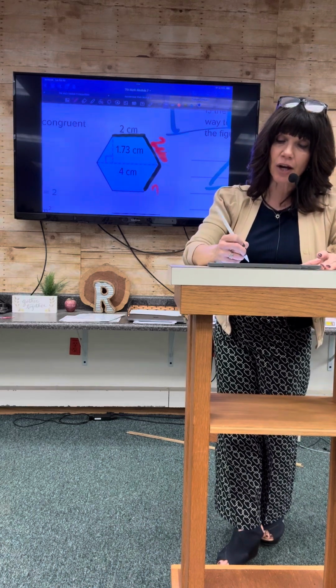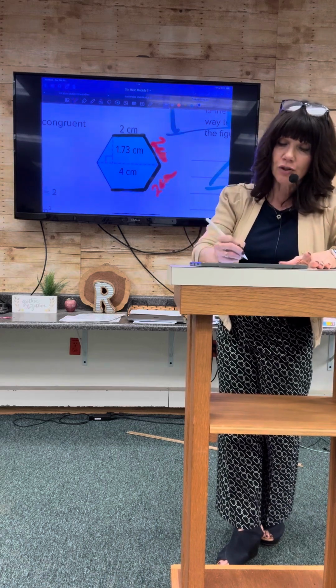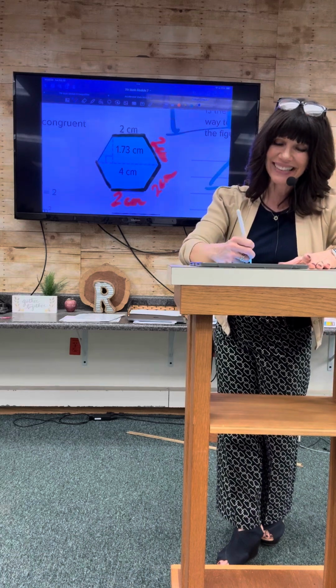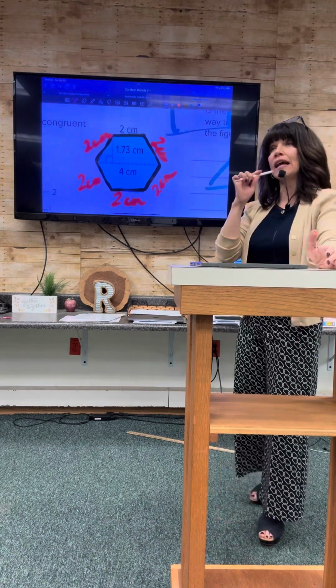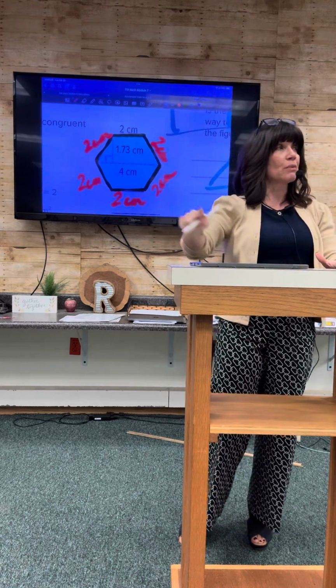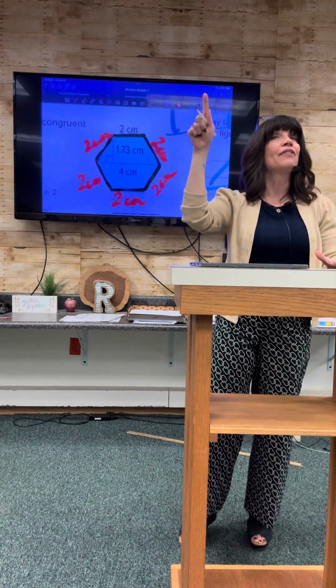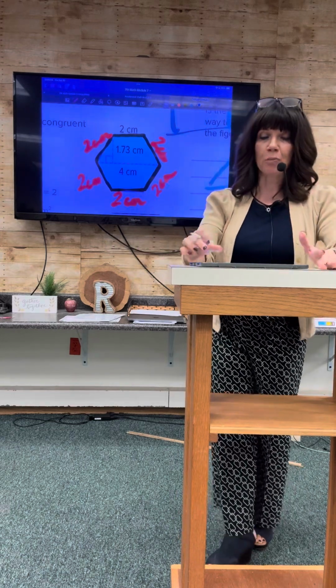That side is also 2 centimeters. Next side is also 2 centimeters. Next side is also what, class? 2 centimeters. And finally, my last side is also 2 centimeters. Are you understanding that every time it is a regular polygon, every side will be the same as all the other sides? And that math word is congruent. Great, we're getting much better at that.